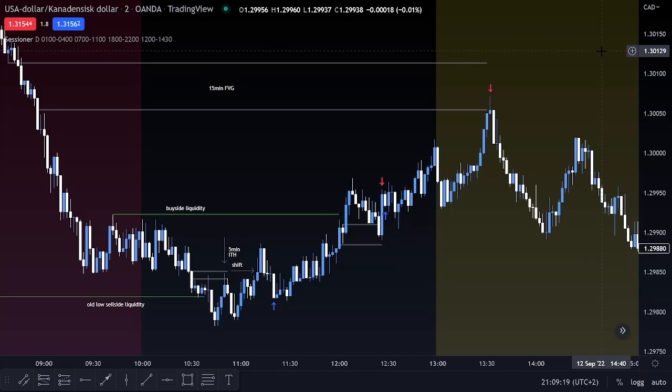So this is the logic behind my Monday trade idea. Even if this is just a pullback back up into range, it's still a 25 pip tradable setup.